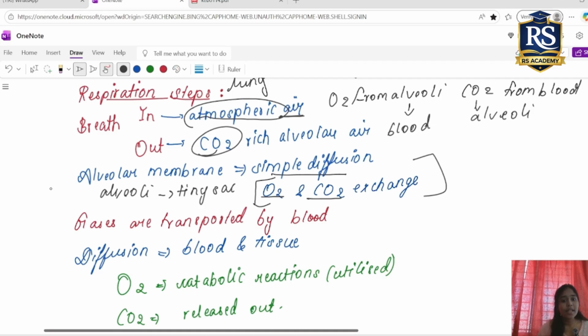And then the transportation of gases by blood. The blood then transports oxygen to all the body tissues. Inside the tissues, oxygen diffuses from the blood into the cell. Cells utilize oxygen for cellular respiration, as we have already studied, the catabolic reaction, which is responsible for retrieving the energy for the human body. During this process, CO2 is produced, which is a waste gas, and it will be released out. How will it be released? It will be released to the blood, and from the blood it will be transported to the lungs, and then it will be released out. Okay, O2 is utilized for the catabolic reaction.